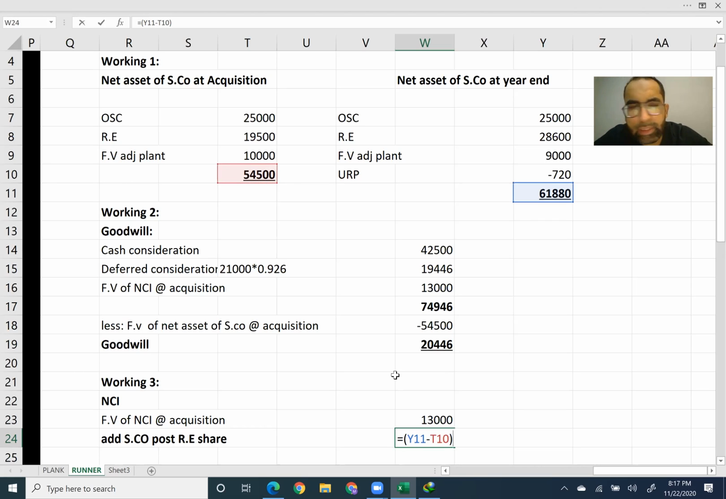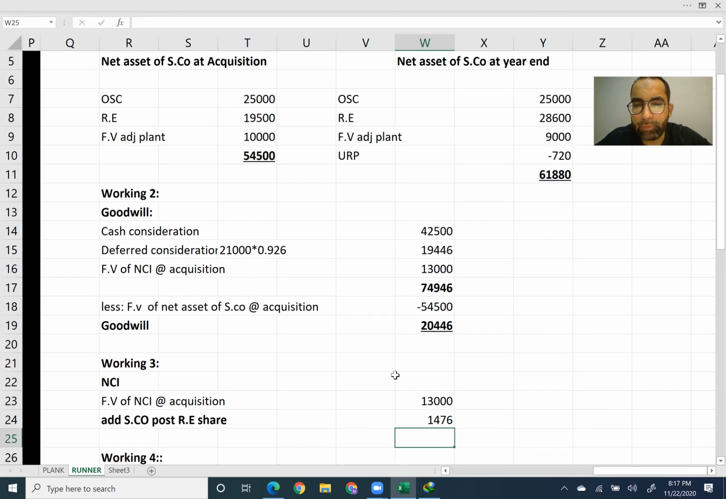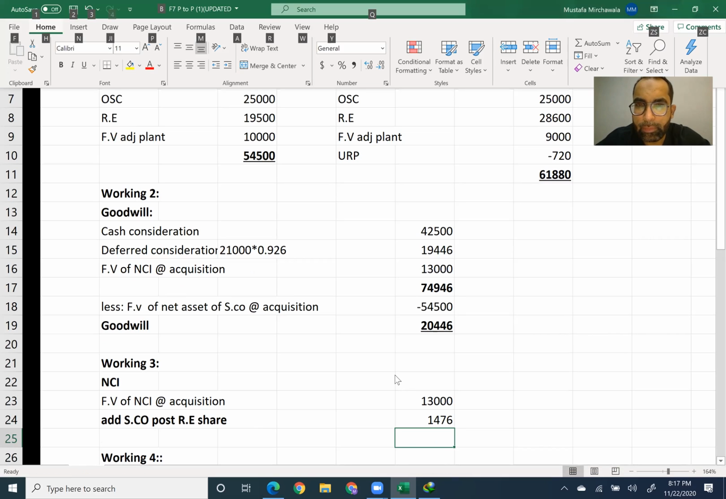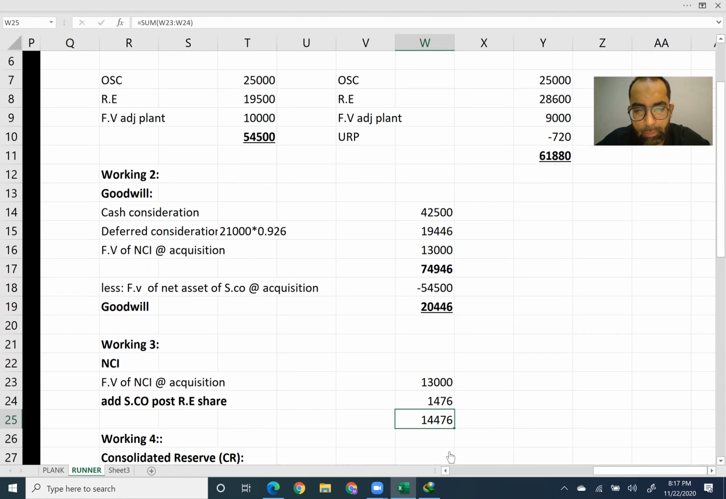Multiply by our holding percentage, which in this question is 80. So NCI holding percentage must be 20. See, I have applied the formula: Y11 minus T10 multiplied by 0.2. Can you see the formula? It's 1476. Let's add. That's your NCI, 14776. 14776 is your NCI. Okay, check it out. Please have a look.